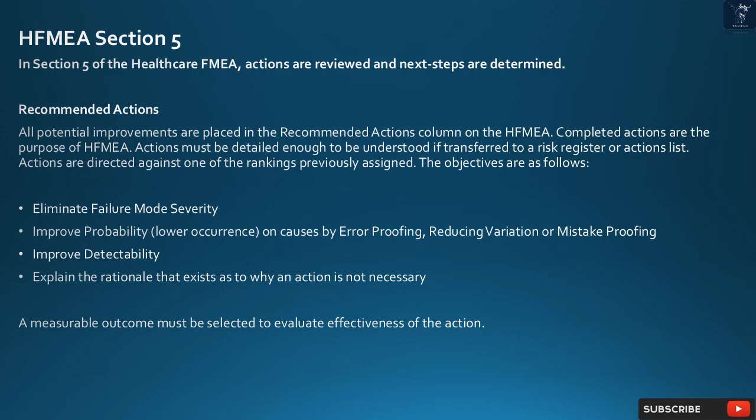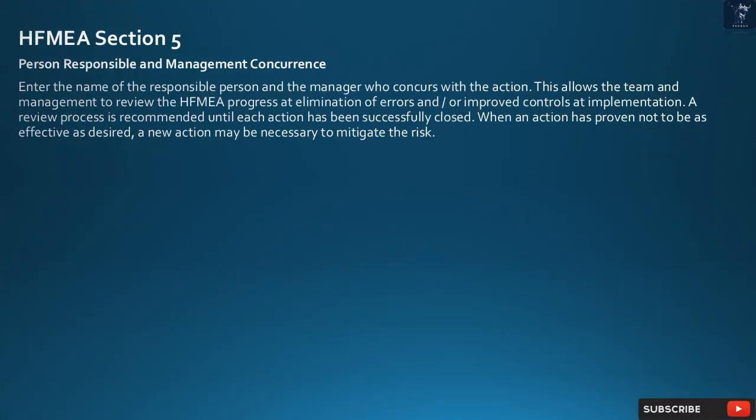Explain the rationale that exists as to why an action is not necessary. A measurable outcome must be selected to evaluate effectiveness of the action. Person responsible and management concurrence. Enter the name of the responsible person and the manager who concurs with the action. This allows the team and management to review the HFMEA progress at elimination of errors and or improved controls at implementation. A review process is recommended until each action has been successfully closed. When an action has proven not to be as effective as desired, a new action may be necessary to mitigate the risk.